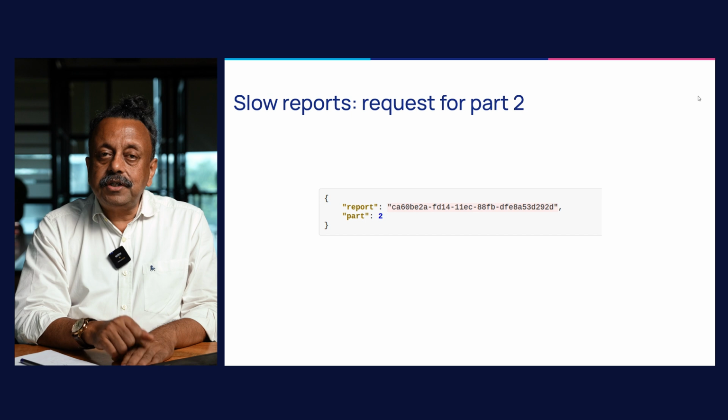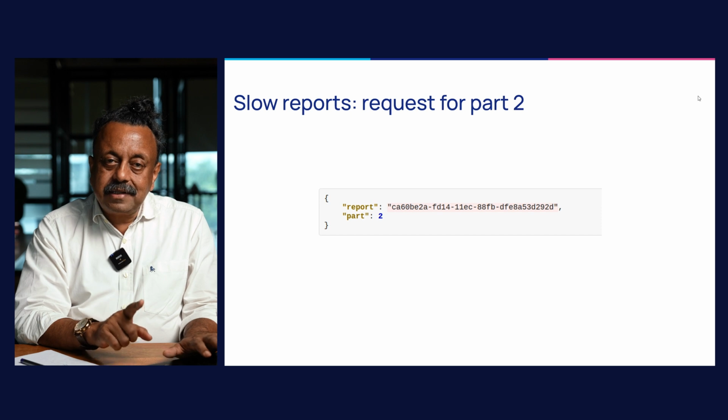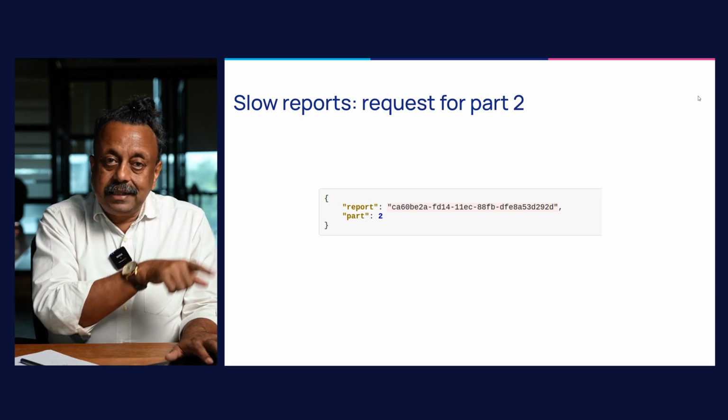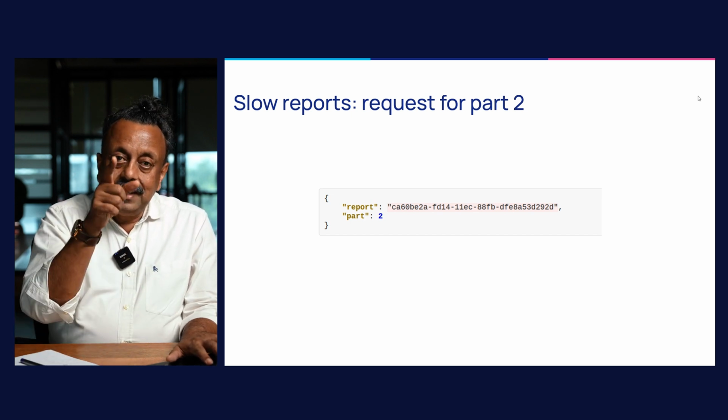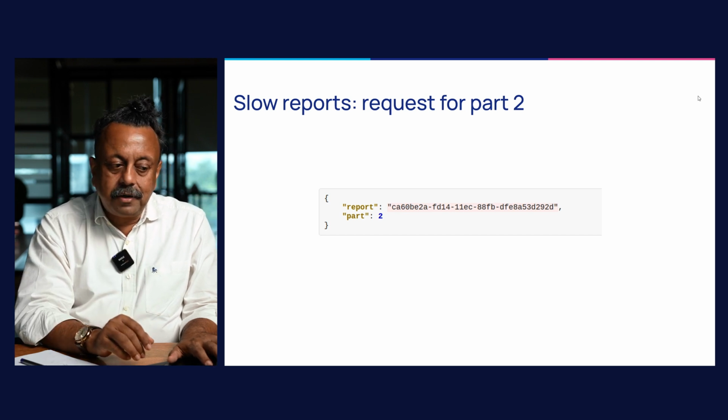When the front end wishes to ask for the second part, it makes the same call again and it submits the same report ID again, but it also specifies a part number. So this is the request. This request tells the web service that the front end is asking for the second part of a multi-part report.